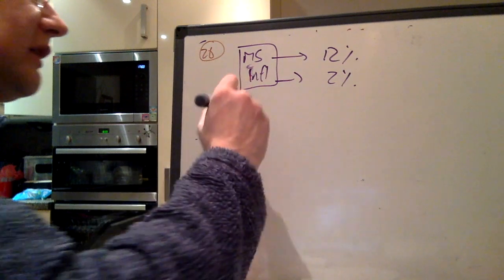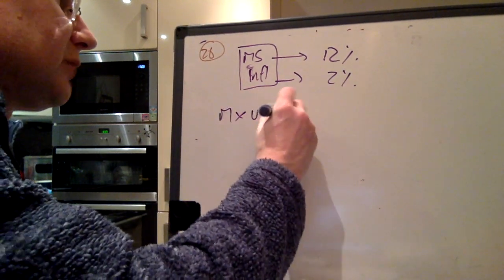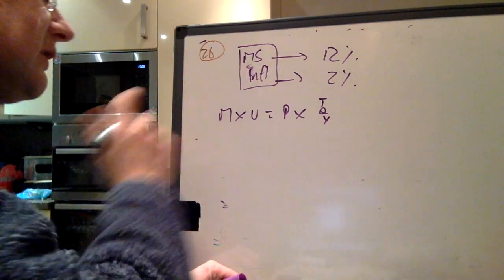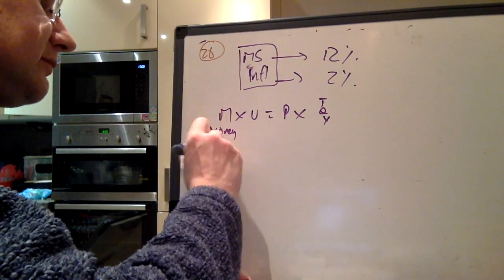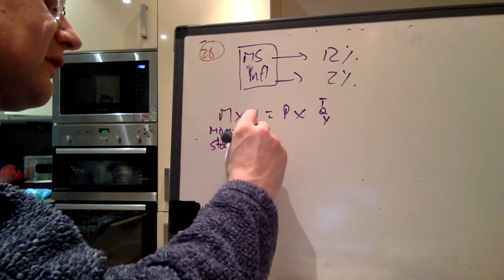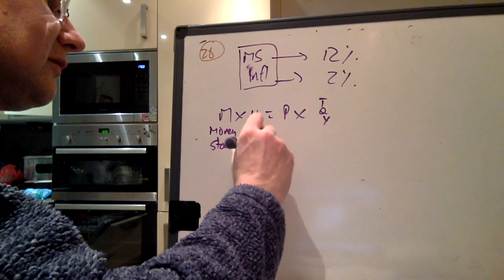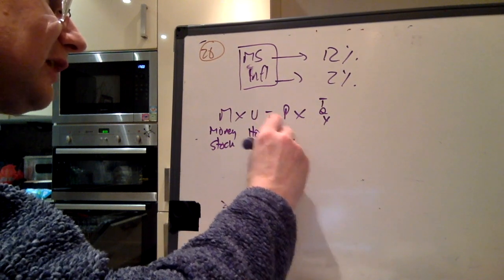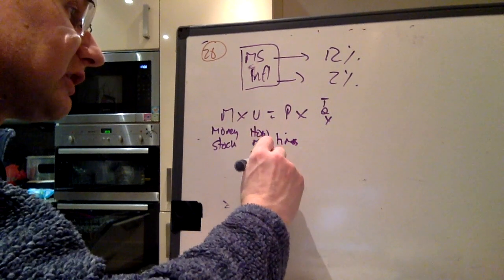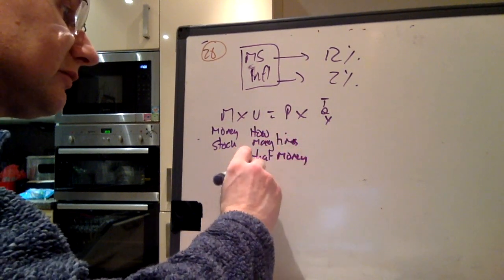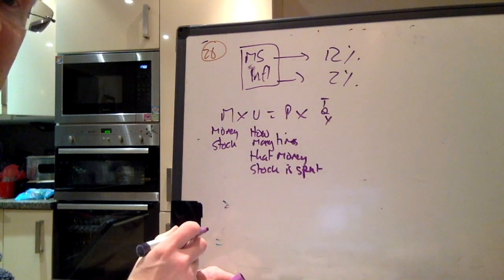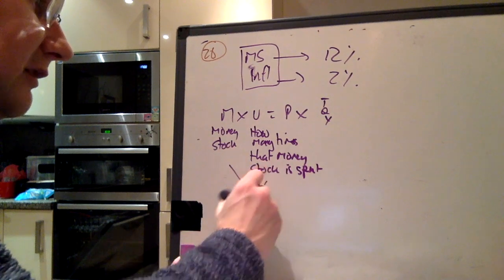So the quantity theory of money says that M times V equals P times something, T, Q, Y, something along those lines. So M is your money stock. V is how many times that money stock is spent in a year. If you take the amount of money times the number of times it's spent, that's going to give you spending.